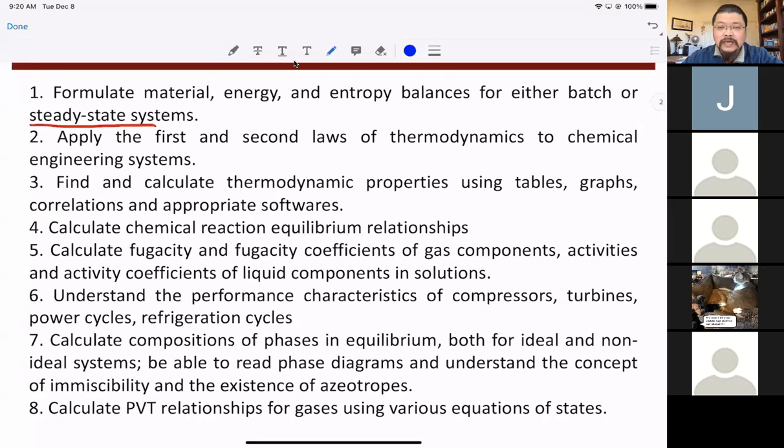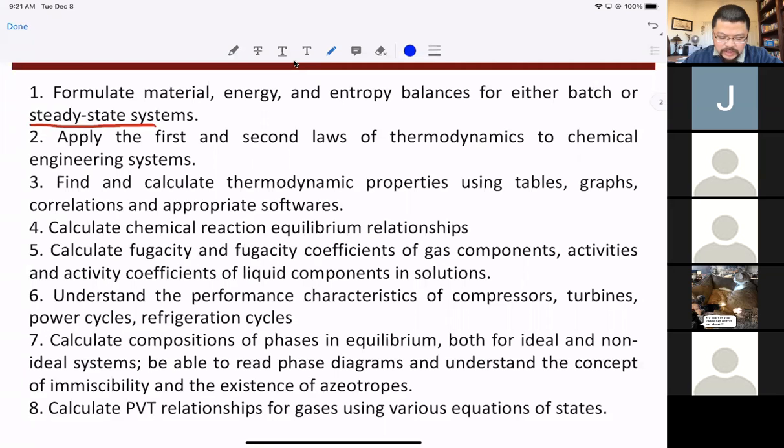And then the second item would be mainly focusing on the first and second law of thermodynamics. So if you cannot recall the three laws of thermodynamics, we need to go back and check what would be the statement of those laws. Okay, we need to understand and know how to apply the laws.